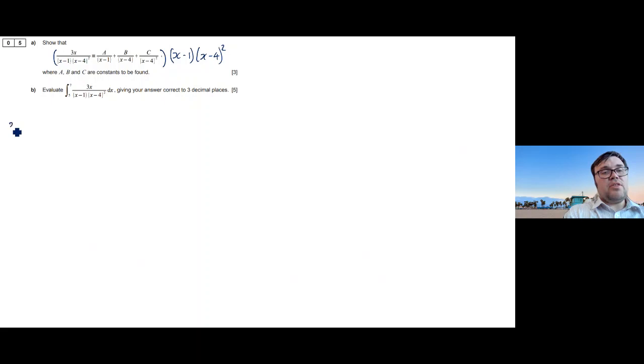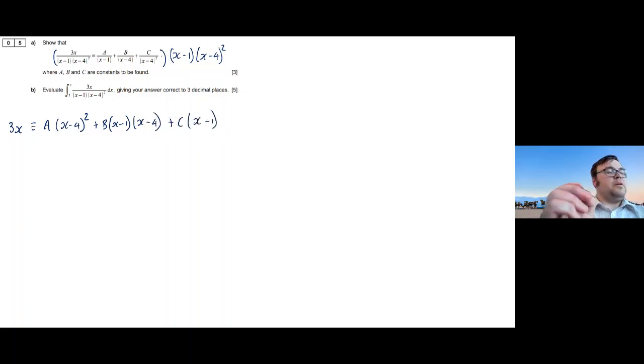So then we would have had 3x is, notice that equivalent sign, a, and then the x minus 1 goes, so it's x minus 4 all squared, plus b, x minus 1, x minus 4, and then plus c, x minus 1. How you would sort of go about doing this, I would do a mixture of substitution and comparing coefficients.